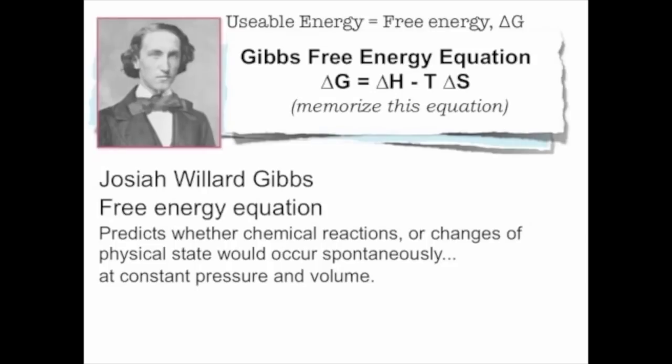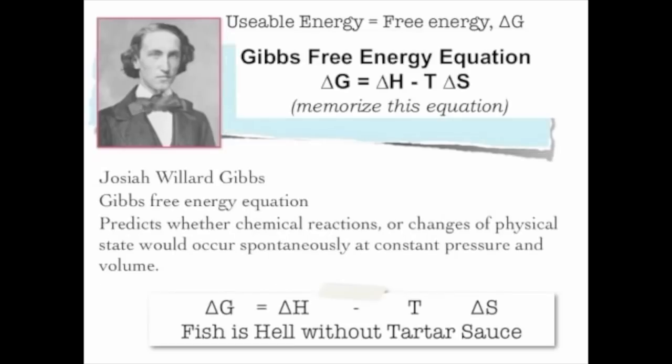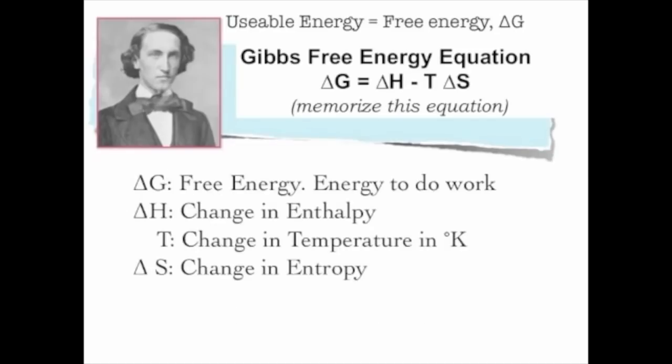It's an important prerequisite for being able to use this particular equation. Luckily for us, living things are generally at constant pressure and volume, so this works. And a good way to remember this is with the mnemonic that's shown below. Fish is hell without tartar sauce. Delta G is the change in free energy, which is the energy to do work. Delta H is a change in enthalpy, and at constant pressure and volume, you can consider this to be the internal heat of a system. T is the temperature, measured in degrees Kelvin. Delta S is a change in entropy, and we know that entropy is a measure of randomness.